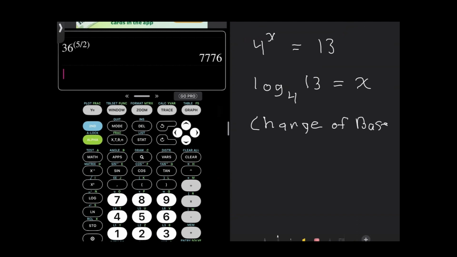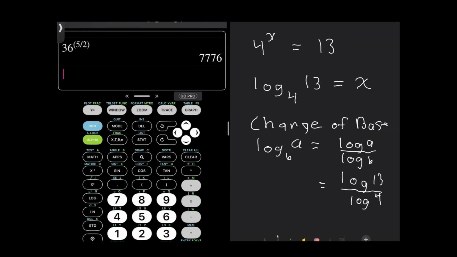Now, a change of base is when you have log base of some number. It'd be log of A divided by log of B. So to rewrite log of 13 with base of 4, it'll be rewritten as log of 13 over log of 4. So let's use the log button itself, and then I'll show you how to use the TI-84 if you have one.